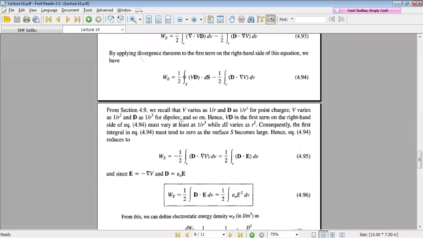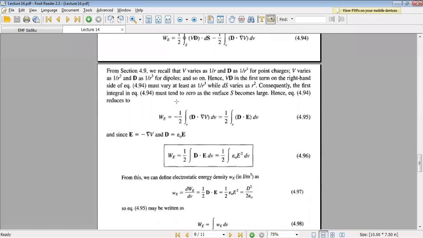Why? When you take a dipole, automatically another charge is multiplied. If you take a single charge, it is 1 by r. When you take a dipole, there are two charges, so automatically the distance power is increased. You have to multiply the distance value, and so on. At least 1 by r cube varies with respect to the dS value. So it tends to 0 when surface S becomes large. Automatically, when the surface becomes large, r tends to infinity, and when r tends to infinity the value becomes 0.